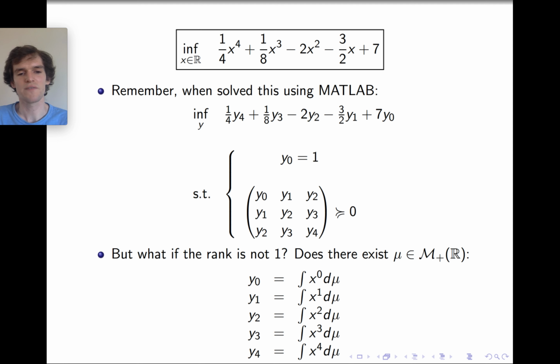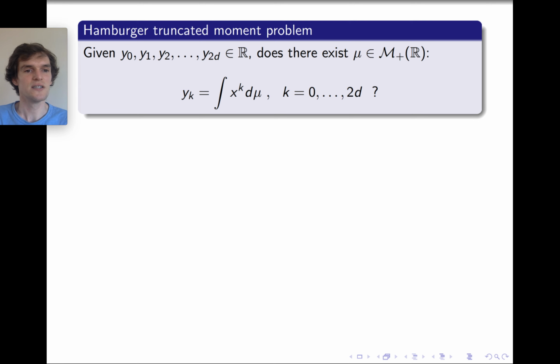So what if the rank is not equal to 1? Does there exist a measure, a non-negative measure, that represents our pseudo moments? This is actually a deep question, and we're going to pose this problem more formally. We've been working with this example. Now let's see in full generality what kind of question this leads to. And this actually leads to the Hamburger truncated moment problem. This was studied a little over a century ago.